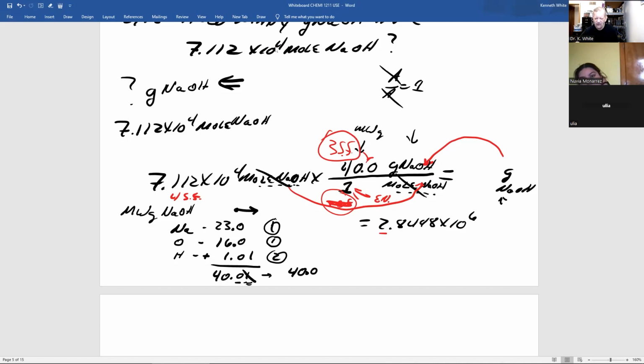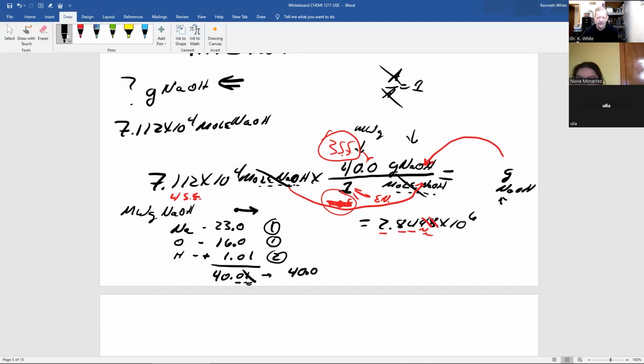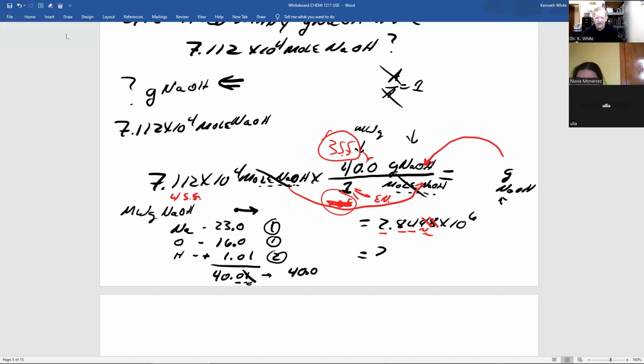Keep the 2, keep the 8, keep the 4. Use this 4 to round off. Is that 4 or less? Well, it's a 4, so you know it's 4 or less, and you drop that. And the correct answer for this problem is 2.84 times 10 to the 6 grams of sodium hydroxide.